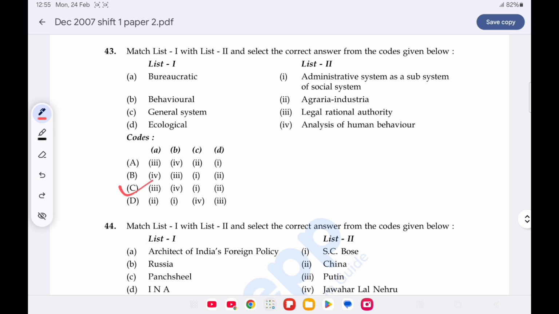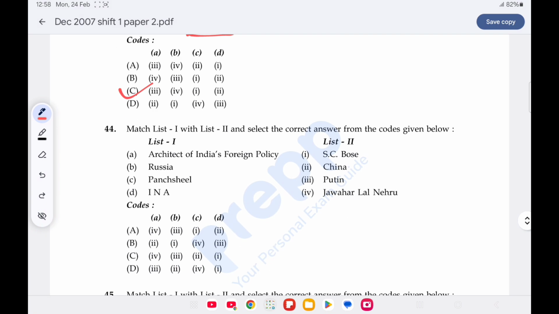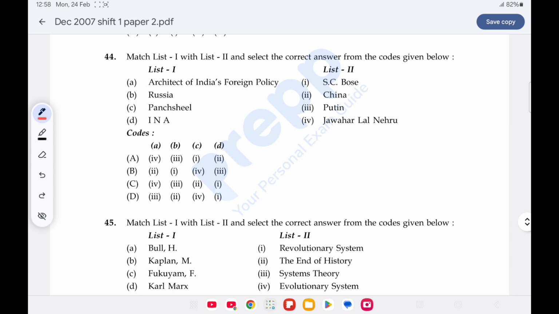Option C is correct. Bureaucratic, legal, rational authority. Behavioral analysis of human behavior. General system, administrative system as a subsystem of a social system. Ecological, agrarian, industrial. Now move on to question number 44. Match list A with list B.